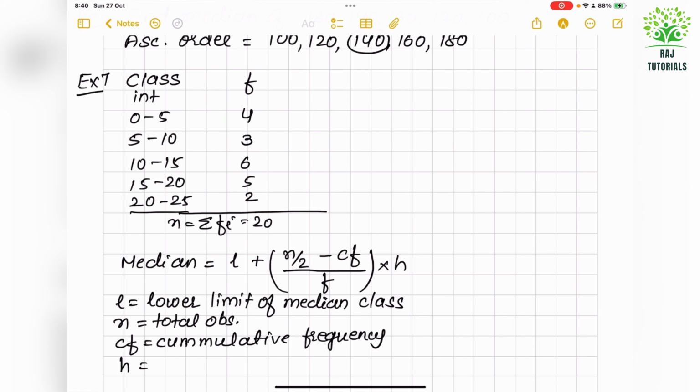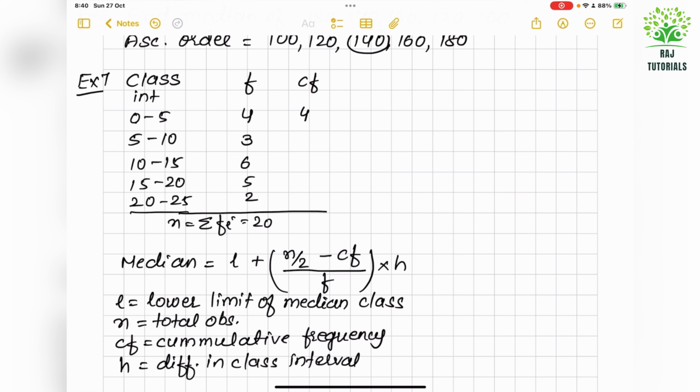LH is the difference in class intervals. So here now let us understand first CF. CF, how you will find? You will write CF. Now the first value you will write, 0 to 5, it is given as 4.